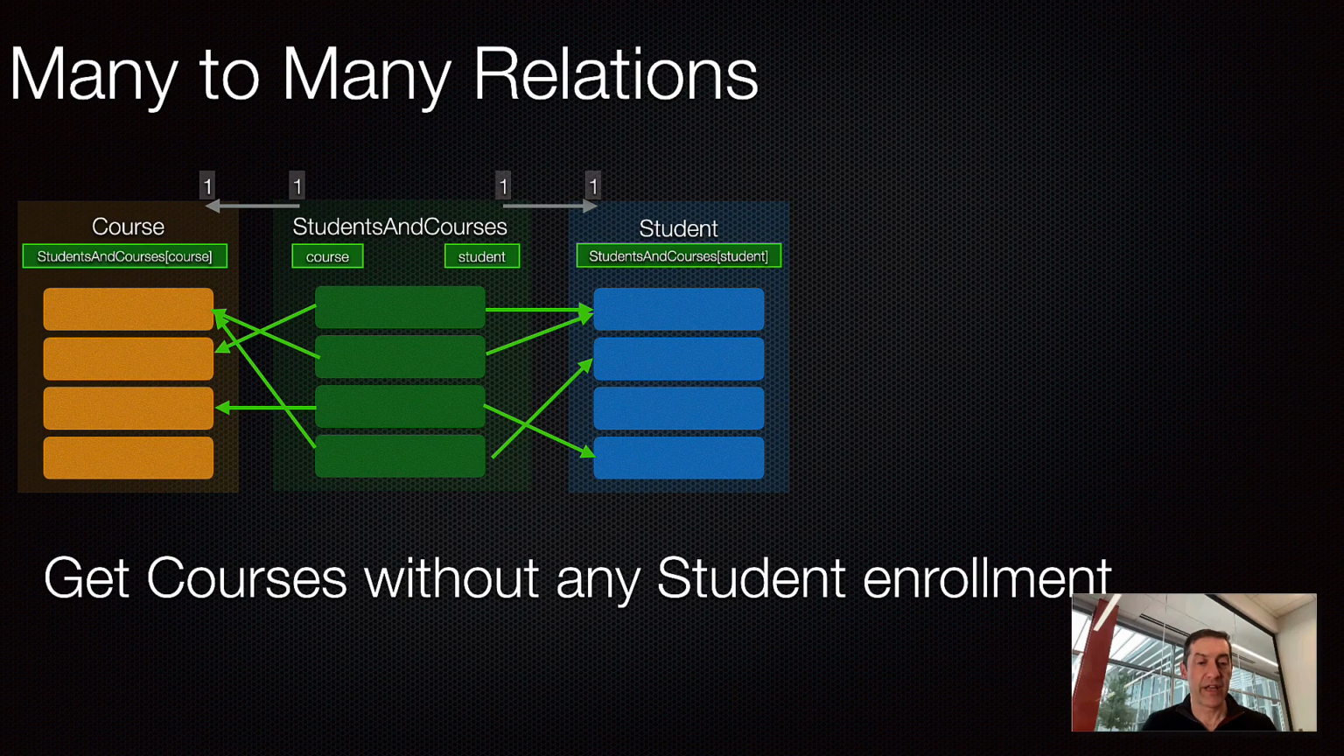Let's continue. Getting courses without any student enrollment. That is also very simple because here we just need to take all the courses that do not have incoming relation from the intermediate table.